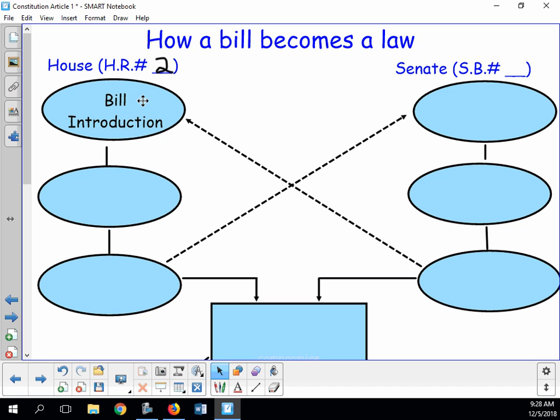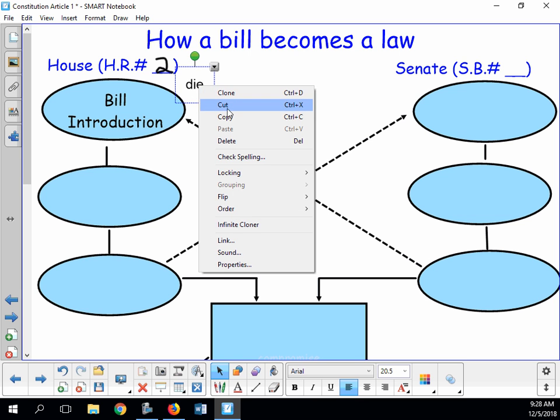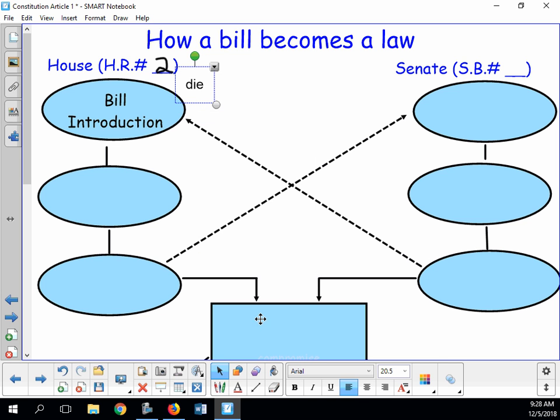Now, there will be a discussion, there'll be some decisions on whether they think this is actually a good idea or not. And, you know, they may decide it's not. And so the bill can die right there. It's done. There's nothing more that can happen. It dies. If it's dead, then there's nothing more that happens.